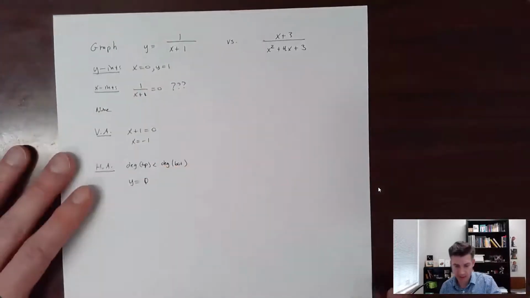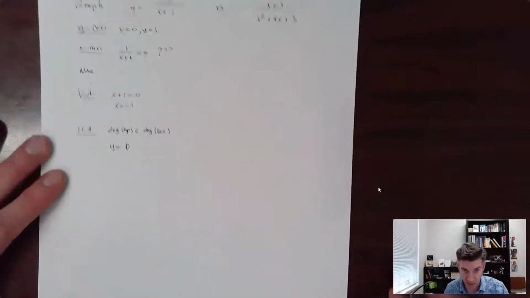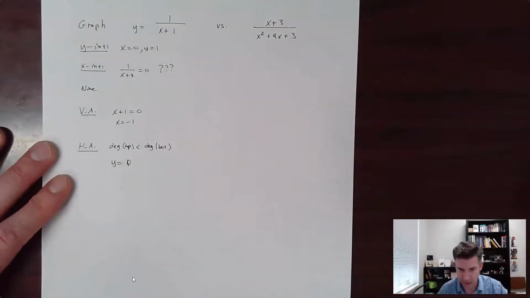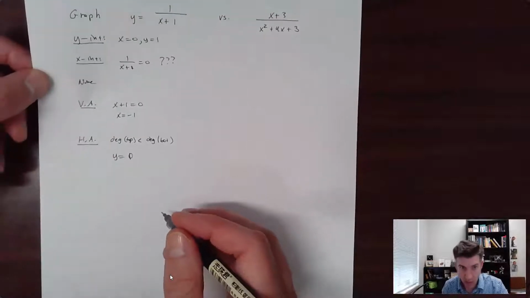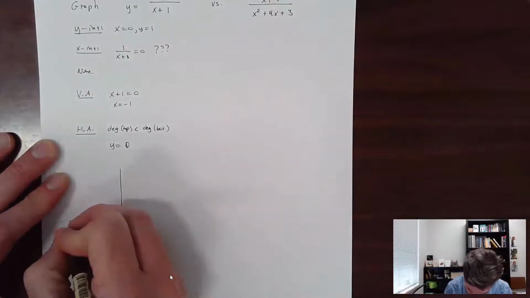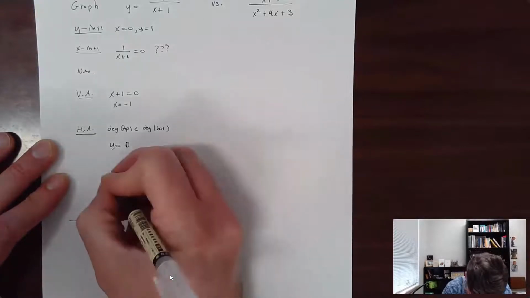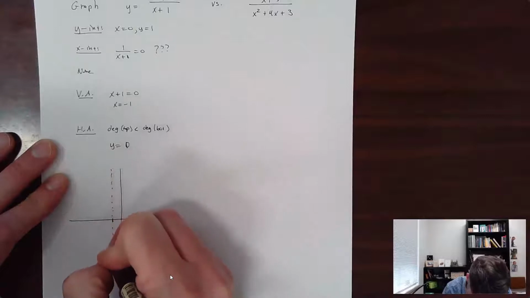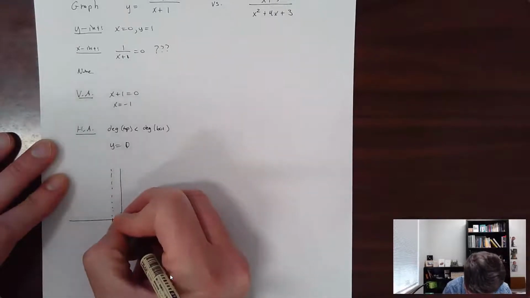So graphing this, really I'm just taking the 1 over x graph and shifting it 1 to the left. So there's something that I think is probably not in the way, but I'm going to move it anyway to see if it's not in your way. So I'm going to shift this 1 to the left. There's my vertical asymptote at x equals -1. My y-intercept at x equal to +1.